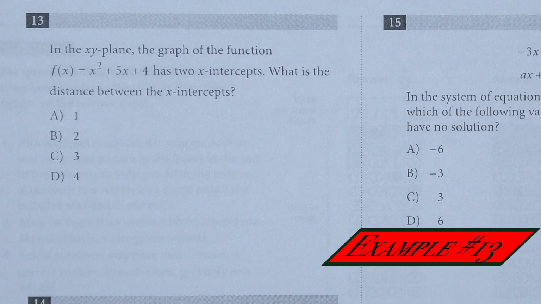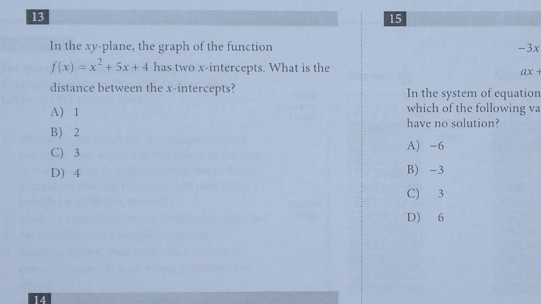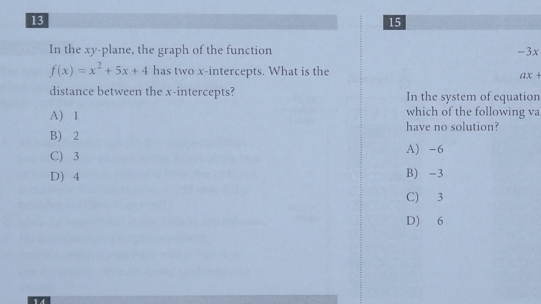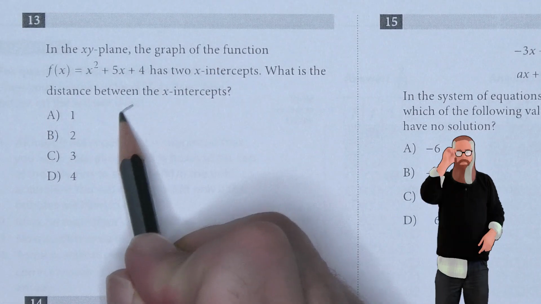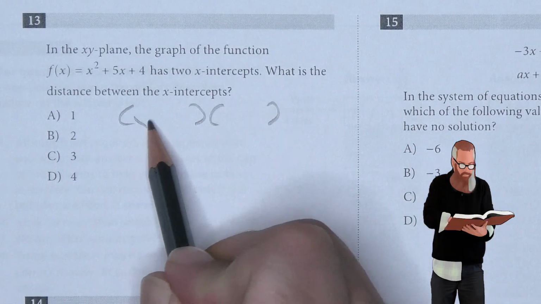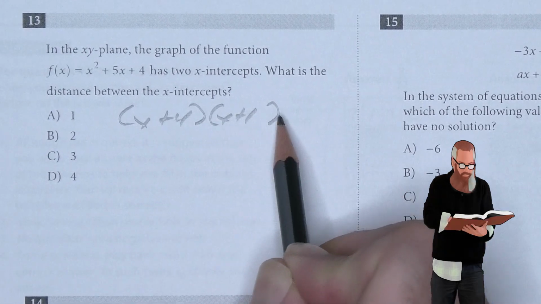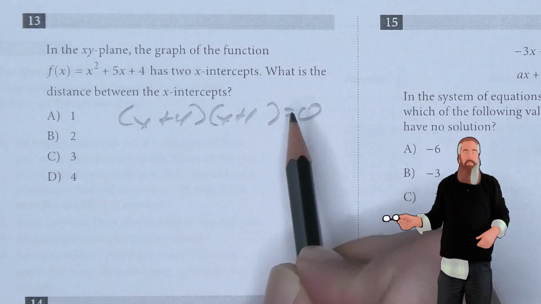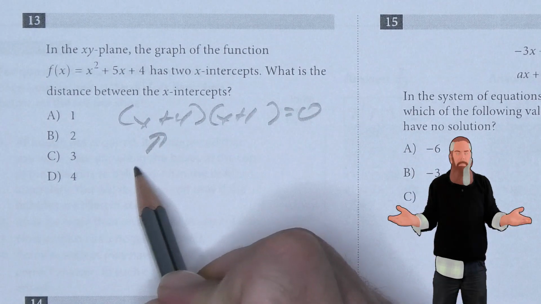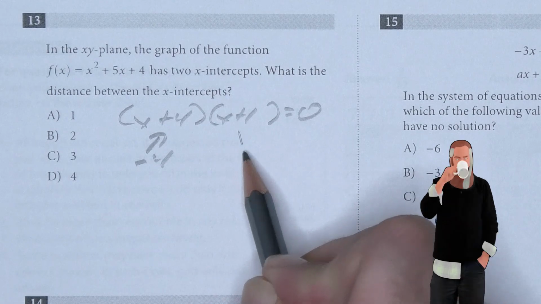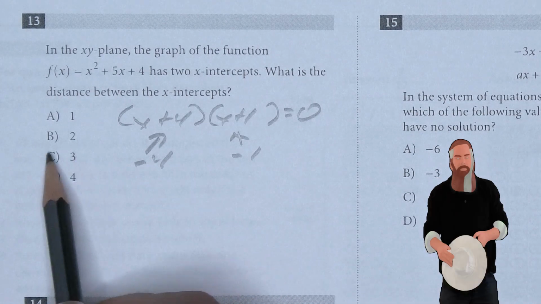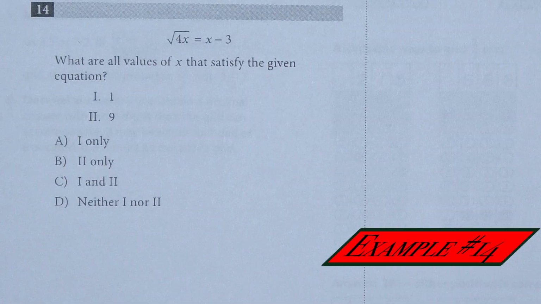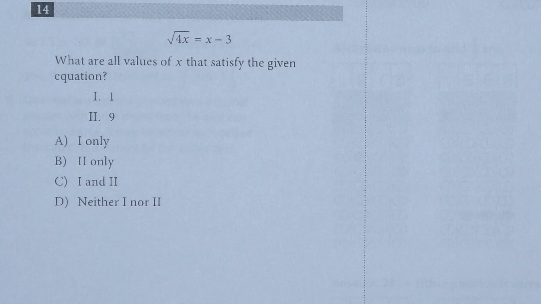In the xy plane, the graph of the function f(x) = x² + 5x + 4 has two x-intercepts. What is the distance between the x-intercepts? So we're going to write it in factored form. This is going to give us (x + 4)(x + 1) = 0, and this is where our intercepts would occur. This means that we have a negative 4 and a negative 1. So what is the distance from negative 1 to negative 4? Well, that's 3.